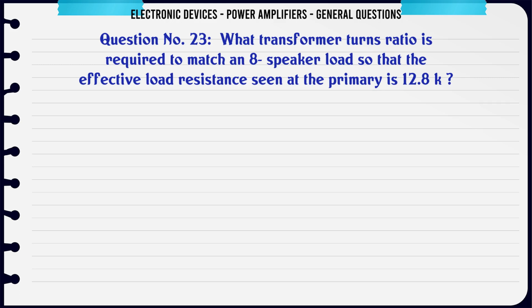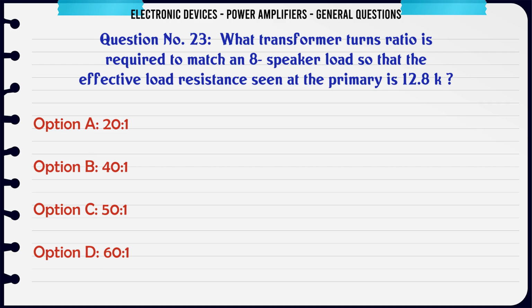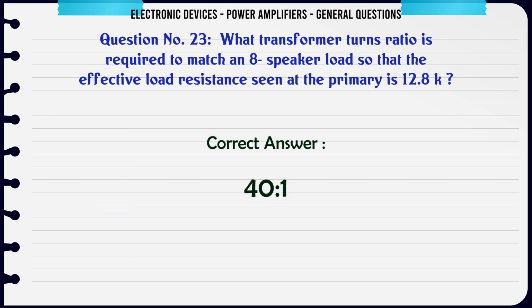What transformer turns ratio is required to match an 8 ohm speaker load so that the effective load resistance seen at the primary is 12.8 k? A: 21, B: 41, C: 51, D: 61. The correct answer is 41.